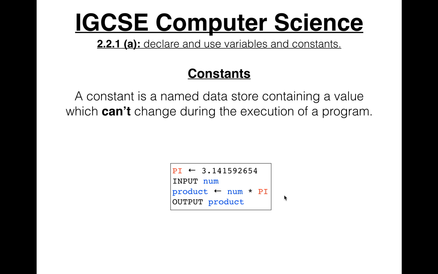Now, here's a question. Why would we use constants? Can't we just say product equals num times 3.14159264? Well, think about it this way. What if we need to use a constant multiple times in the program? So we say product equals num times 3.14, this equals this times 3.14, this equals this times 3.14. So you've used it multiple times in the program, right?